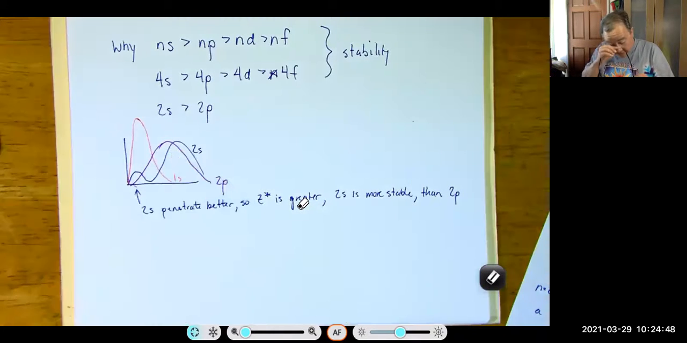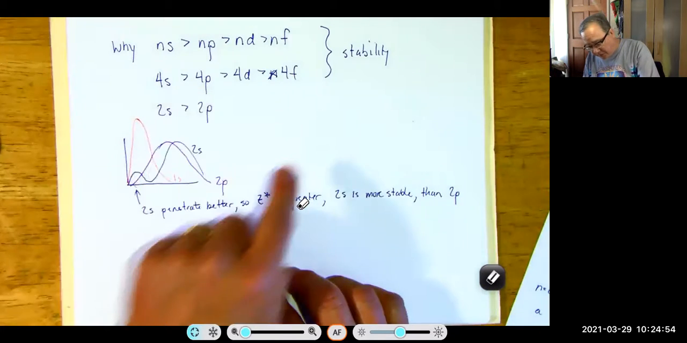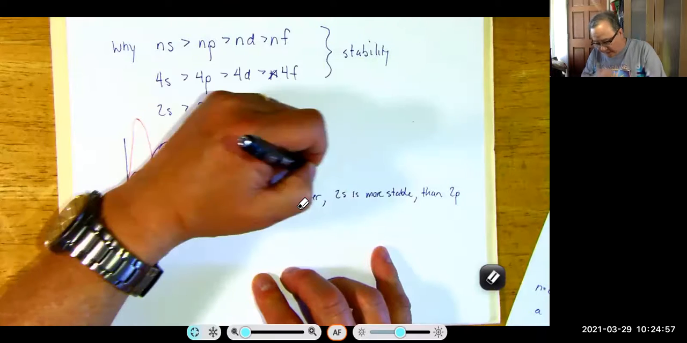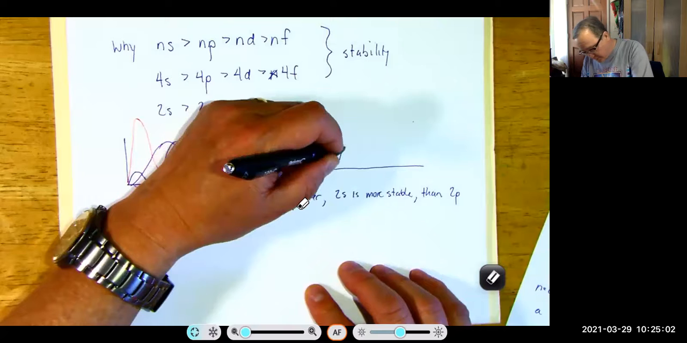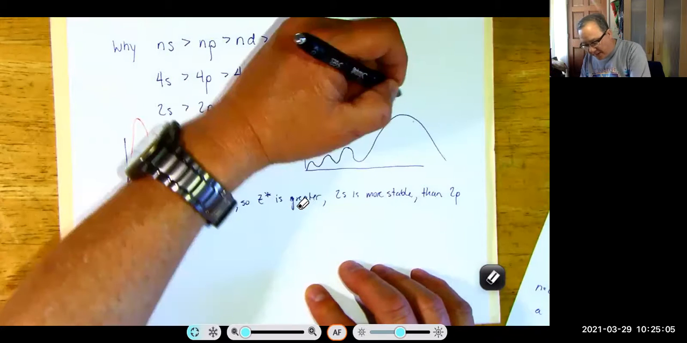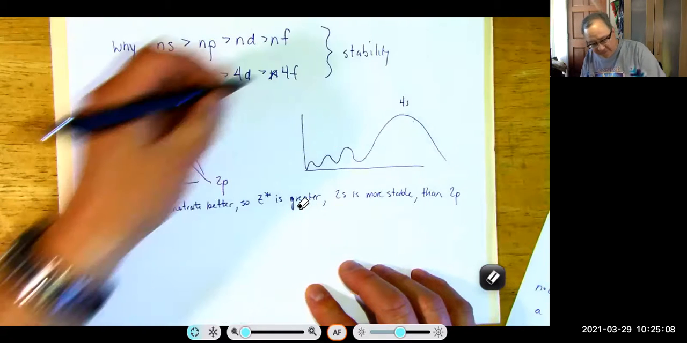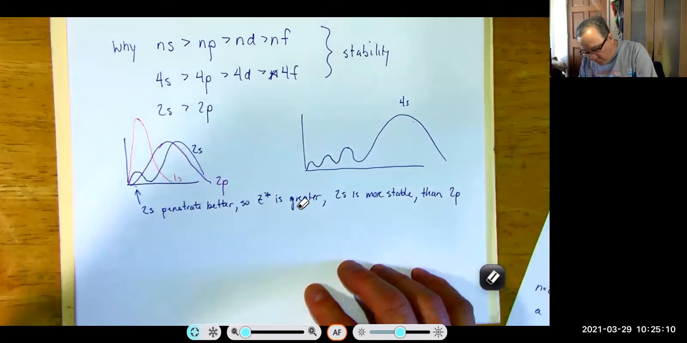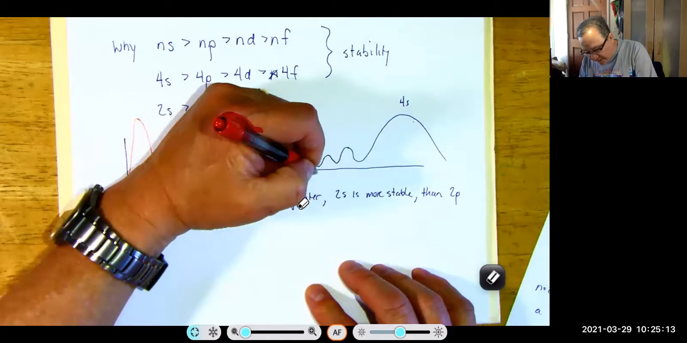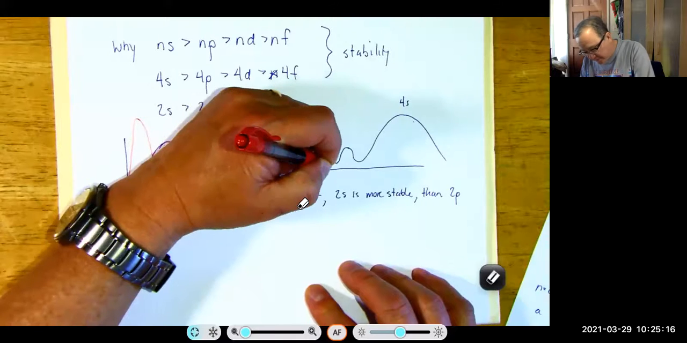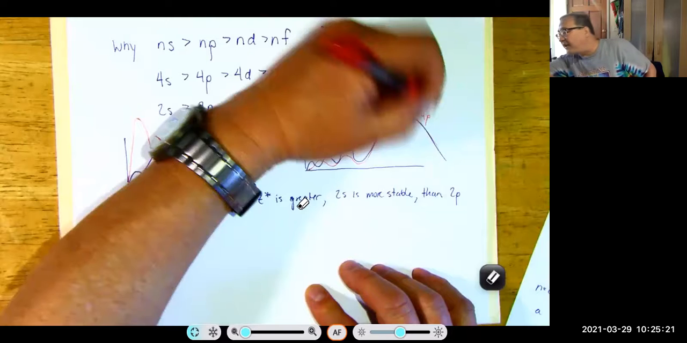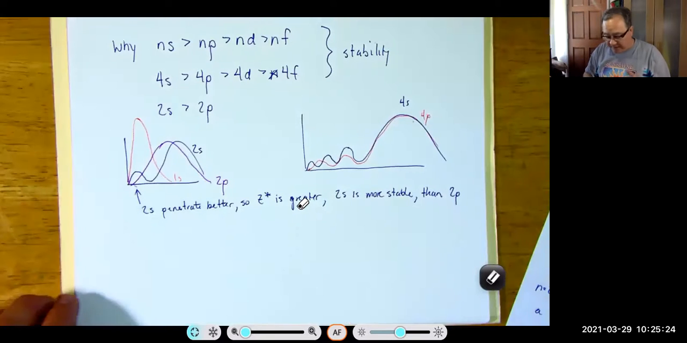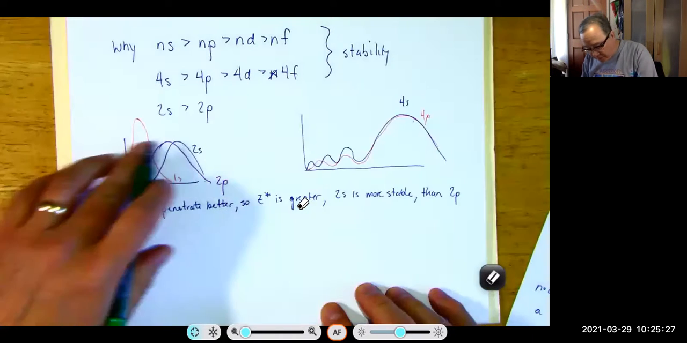If we did this for the 4s, 4p, 4d, and 4f, it would probably look something like this, where this would probably be the 4s, something like that. And then the 4p would probably look something like this. Let me see if I have any other colors here. I have green. And the 4d would probably look something like this.